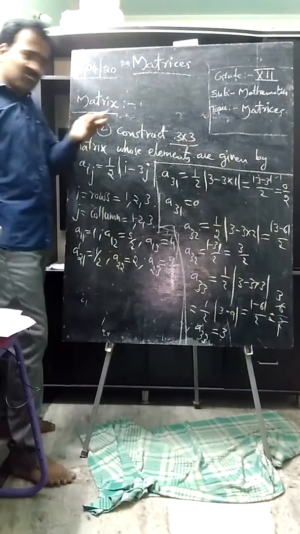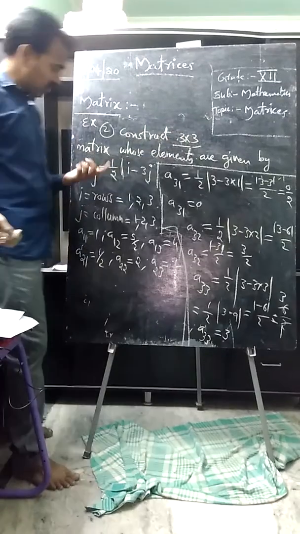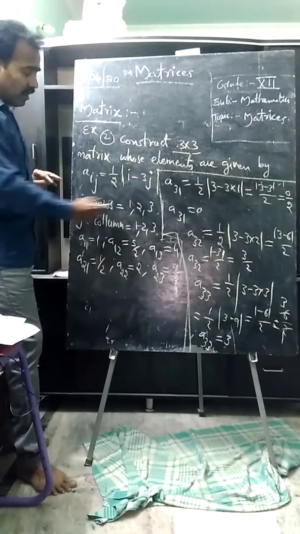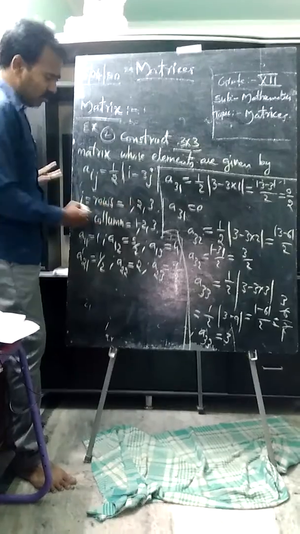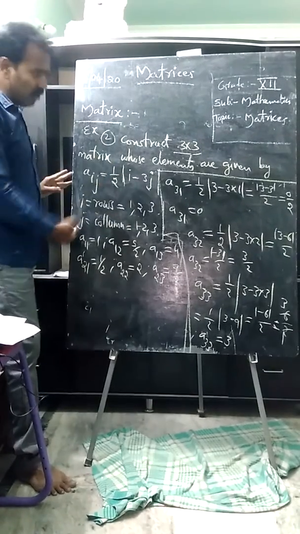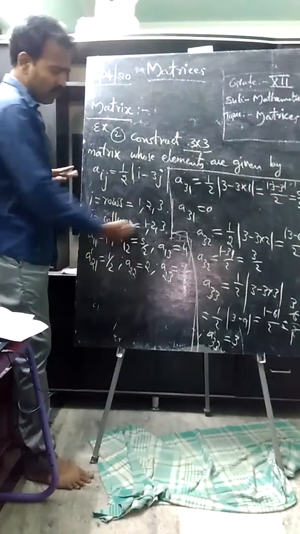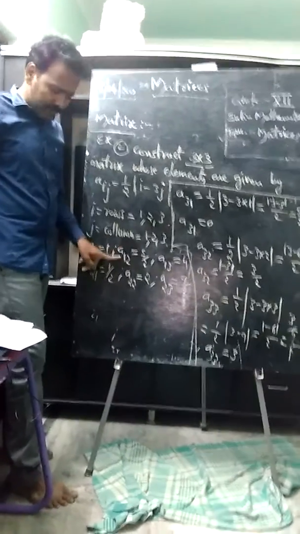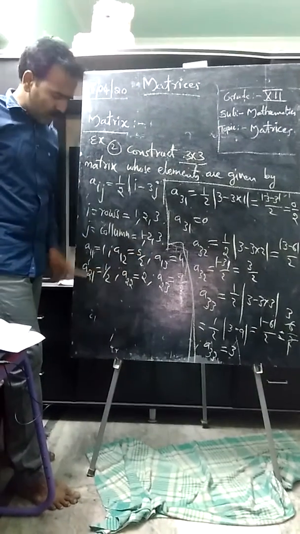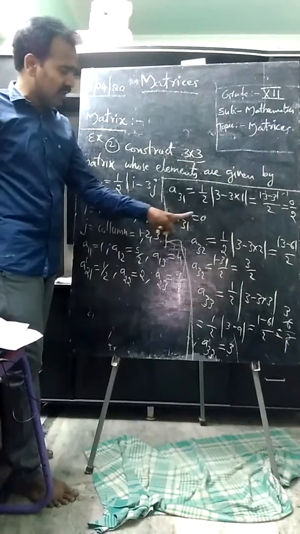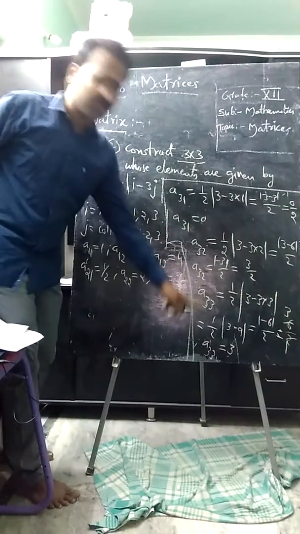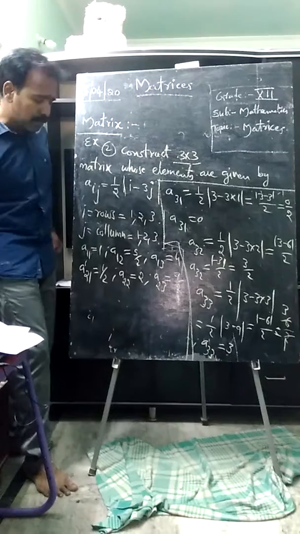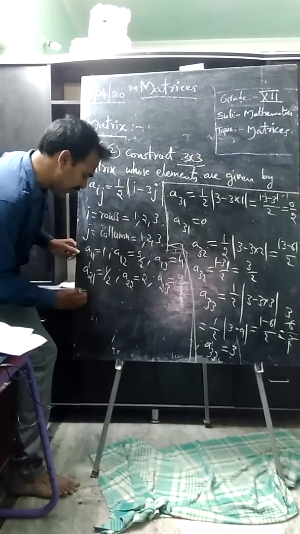So first check what is the order of the matrix, what is the property of the matrix. Then by the order of the matrix, it contains the number of rows as 3, that is why the i value should be 1, 2, 3. Number of columns is also 3, so the j value should be 1, 2, 3. Substitute and find the A11 element, A12 element, A13 element, A21, A22, A23. After that A31, A32, A33. Frame it in the form of a matrix. This is the way to construct the matrix when the property and the order are given.